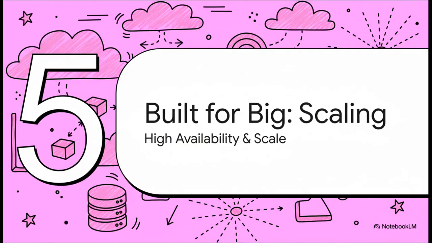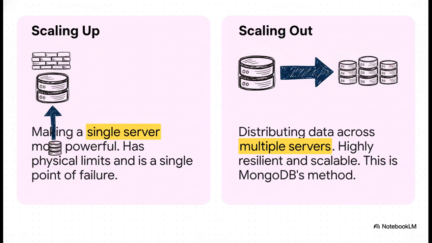And that brings us to maybe the most important feature for the modern web, scaling. I mean, how does MongoDB handle huge amounts of data and traffic without just falling over? When your app gets popular and your database starts getting slammed, you really only have two choices. You can scale up. That means you just keep buying a bigger, faster, more expensive server. But there's always a limit, right? Both physically and financially. The other option is to scale out. Instead of one giant machine, you just spread the work across lots of smaller, cheaper servers. This is the way modern systems are built, and it's baked right into MongoDB's DNA.